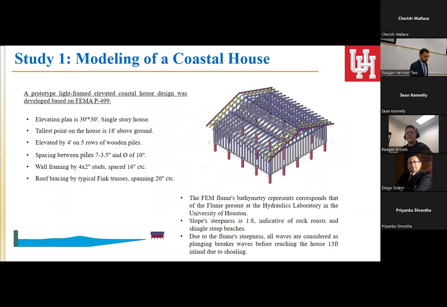Okay, so moving forward to the main part of the presentation. In order to study the effects of the fluid-structure interaction between solitary waves and light frame timber coastal houses, a prototype single-story house with a rectangular plan, the simplest we can find, was developed with respect to the guidelines of FEMA P499. For anybody who doesn't know, FEMA P499 is basically a handbook for construction of light frame timber houses in coastal regions.